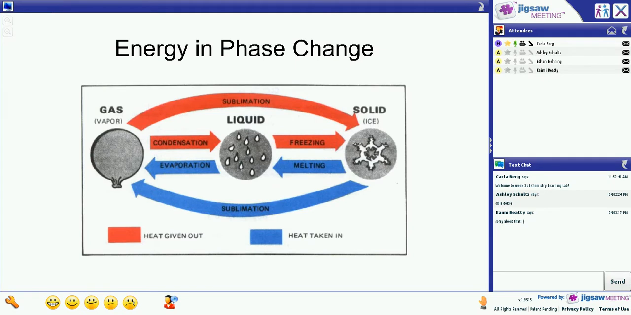Okay, go ahead and answer the poll that I just sent out. When a liquid changes to a gas, what is it called? Just choose one of the options. Awesome. When a liquid changes to a gas, it is called evaporation. Good job.